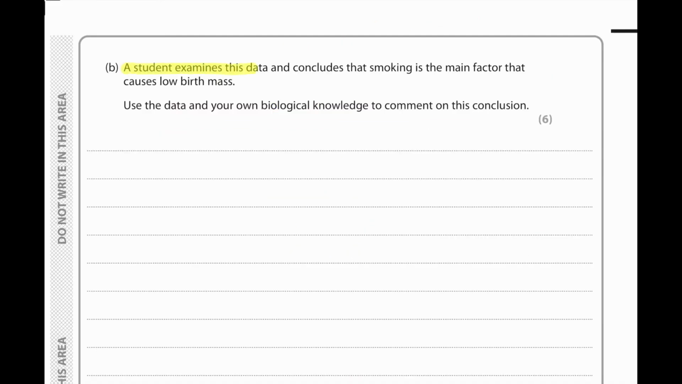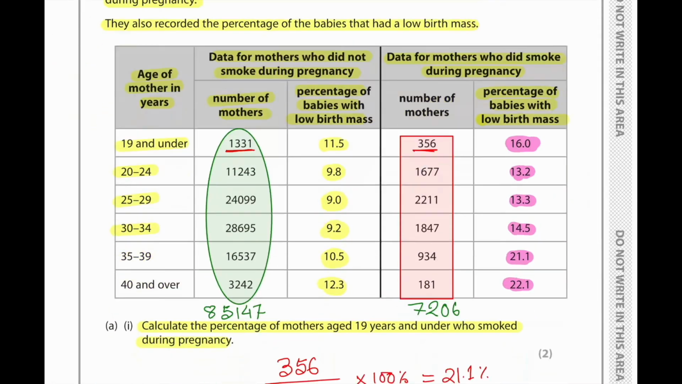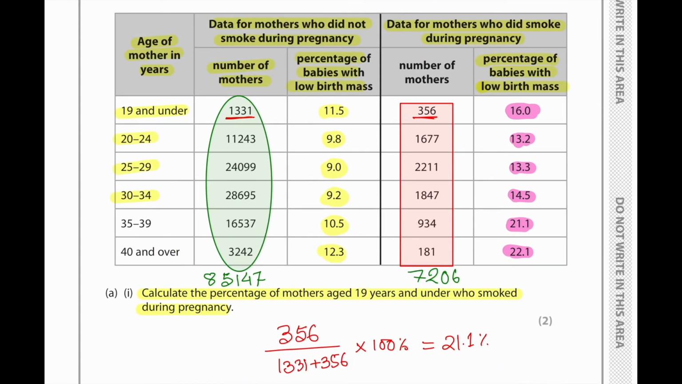A student determines that this data concludes that smoking is the main factor that causes low birth mass. Use the data and your own biological knowledge to comment on this conclusion. We can see from this data that if the mother smoked, the mother had a higher percentage of babies with low birth mass in every case. So there is no question that smoking is important. The higher percentage of low birth mass occurs due to smoking.